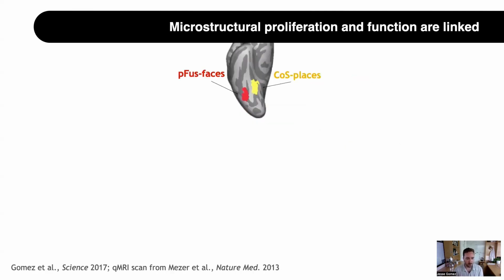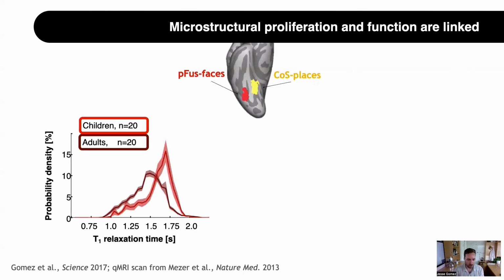From some experiments I ran back at Stanford, we performed fMRI on children and adults to localize face and place selective cortex, which I'm showing you in red and yellow there. Then in the same individuals, we scanned them with qMRI to measure T1 relaxation time in the same voxels in the same participants. So I can produce a distribution of T1 relaxation times from the voxels of a subject's face selective region and average that distribution across participants.